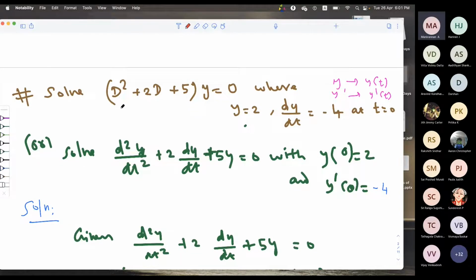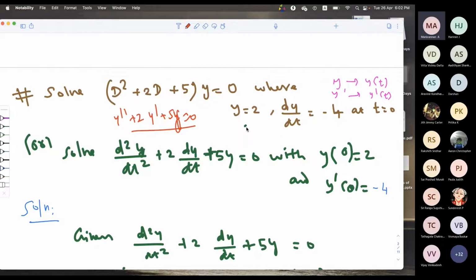Now it is a second order differential equation, (D squared plus 2D plus 5) y, which is nothing but y double dash plus 2y dash plus 5y equals 0. It is a homogeneous second order differential equation with constant coefficients. Since the order is 2, we need two initial conditions.